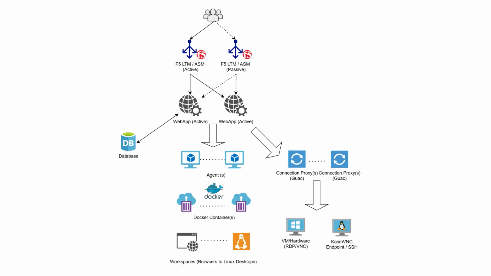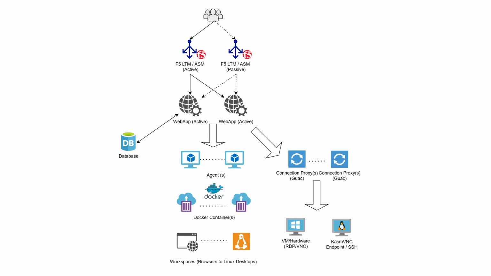Before we dive into the configuration, let's take a quick look at how Kasm and F5 integration is architected. At the top, we have F5 Local Traffic Manager with the Application Security Manager in an active-passive HA setup. This layer acts as a front-facing load balancer and also performs SSL offloading and WAF inspection using ASM. Incoming traffic from users hits the active F5 appliance, which then forwards the requests to one of the active Kasm web app nodes behind it.